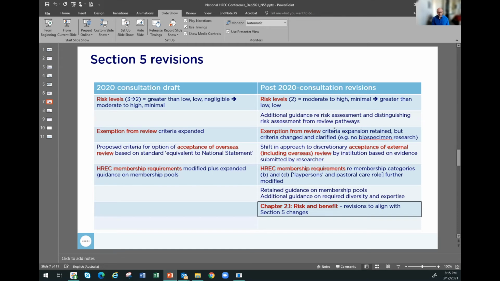Finally, some HREC membership issues. Most of it is still the way it is, but we wanted to clarify the concept of membership pools, which a lot of people are now relying on, and most obviously Bellberry, but many others. In so doing, we have changed some of the language related to categories B and D of the minimum membership, laypersons and pastoral care, and you'll see what those are. We also added a little bit more language or different language on required diversity and expertise. And this, of course, because of the first issue, risk levels, has required revisions to chapter 2.1.